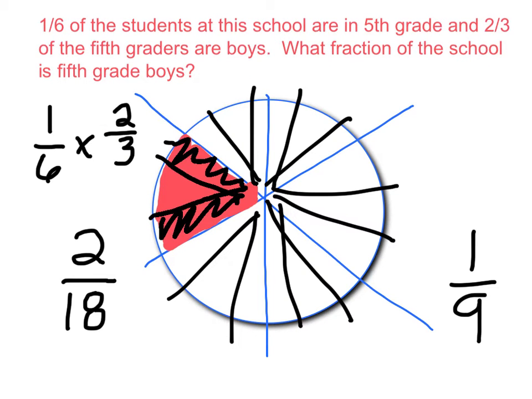On Wednesday, we moved on and we practiced a unit fraction, 1/6, times a fraction that is not a unit fraction, in this case 2/3, where 1/6 of the students at the school were in 5th grade and 2/3 were boys. And we found out what fraction of the school is 5th grade boys. Again, we used our fraction circle and we came up with 2/18, and then we simplified to 1/9.